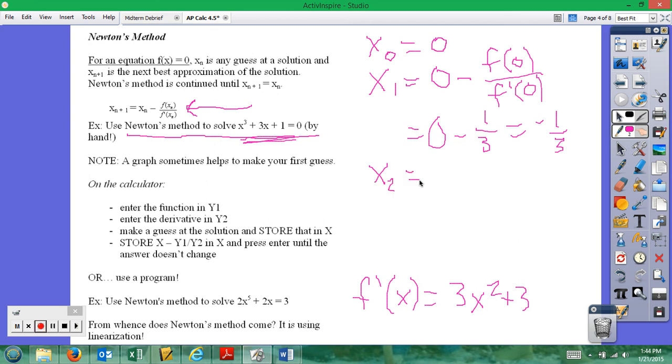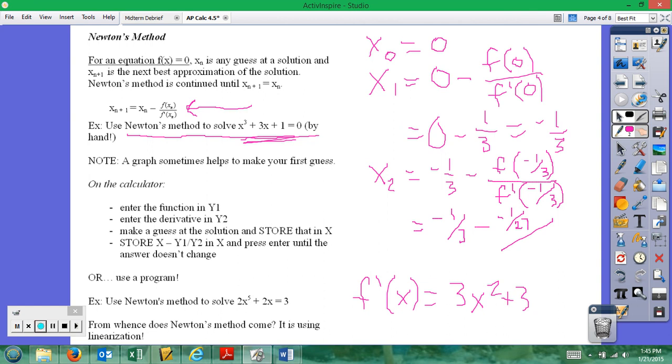And it's saying take your last answer minus your last answer plugged into the function over your last answer plugged into the derivative. Oops, forgot my prime. There we go. And so that would be negative 1/3 minus f of negative 1/3. Whew, okay, so I'm going to do a little mental math. You may have to check me, but I've got negative 1/3 cubed. That would be negative 1/27. But then it'll be plus negative 1 plus 1, that's 0. So that actually works out kind of convenient to start. It's negative 1/27. Check it if you're not sure.